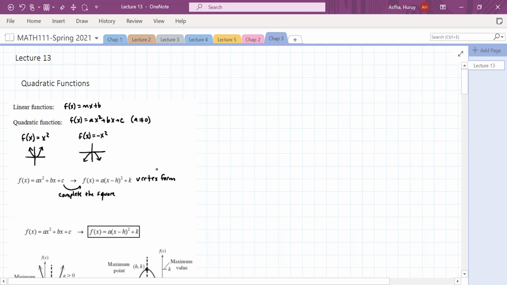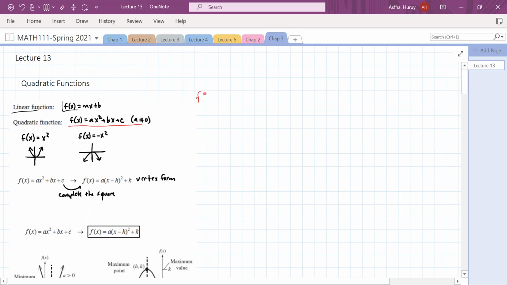In this lecture we will learn about quadratic functions, and we will study different behaviors of graphs of quadratic functions, because this is the smallest polynomial function, which we will cover in the next lecture. We have seen different types of functions in the previous lectures. For example, we have a linear function, which is given in this form, and we have a quadratic function, which is written in this form.